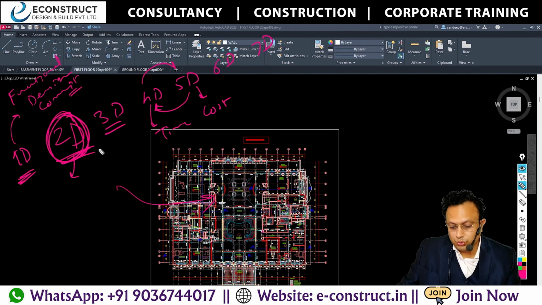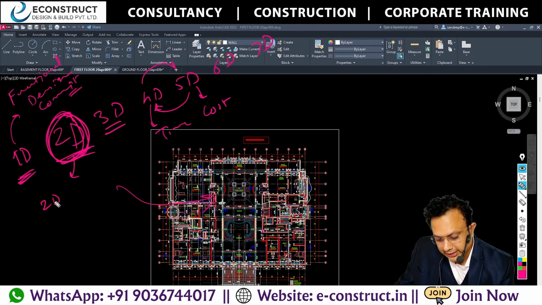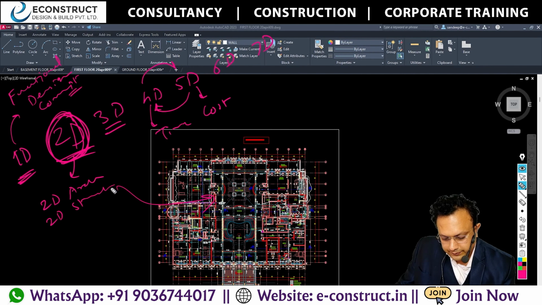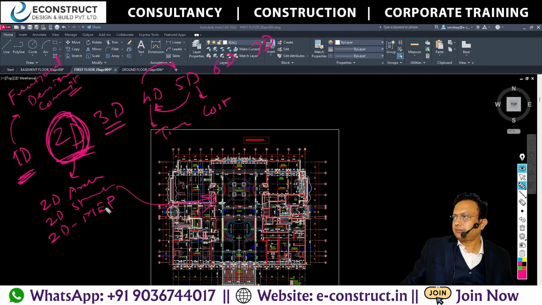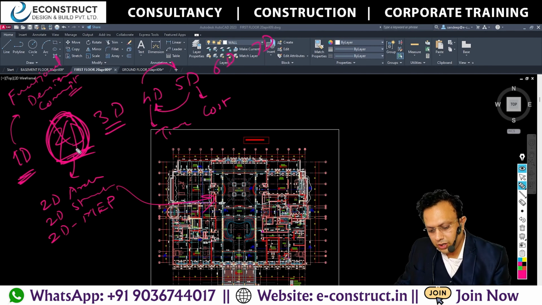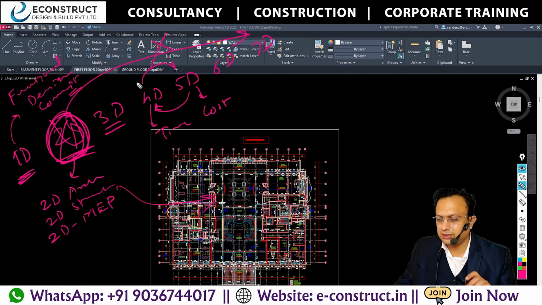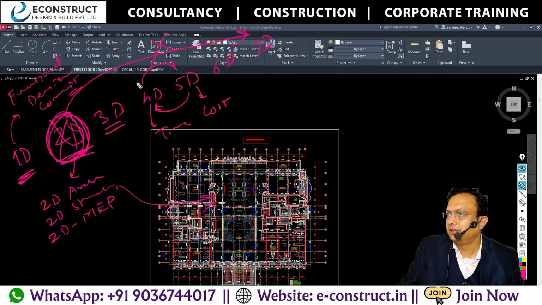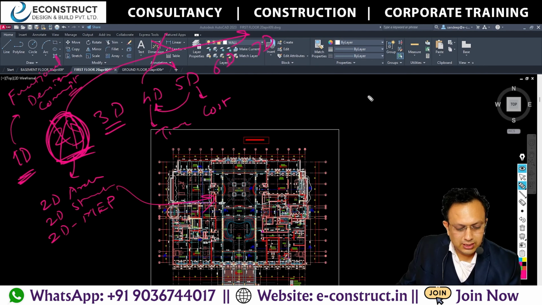But 2D is what I want you guys to get expertise in. In 2D also, 2D architecture, 2D structure, 2D MEP is very important. If the 2D is wrong, all other dimensions are wrong. Got it? So focus majorly on two-dimensional. In two-dimensional, Vastu is also very important.